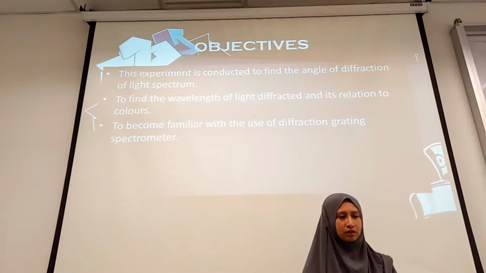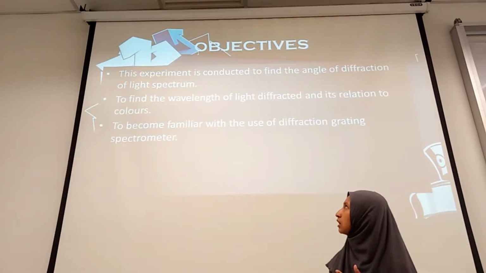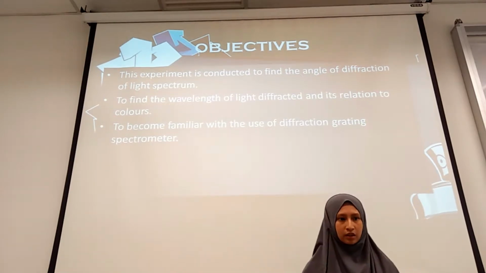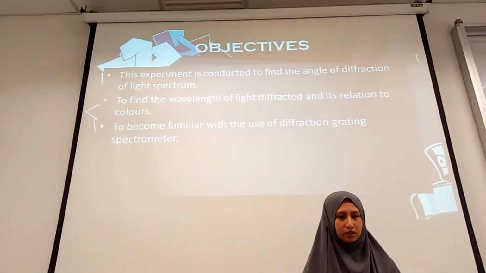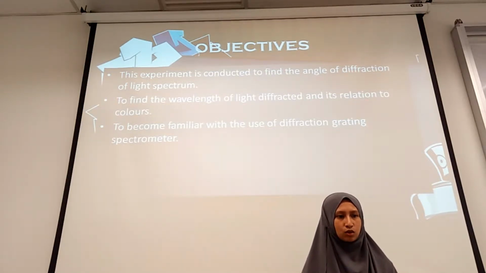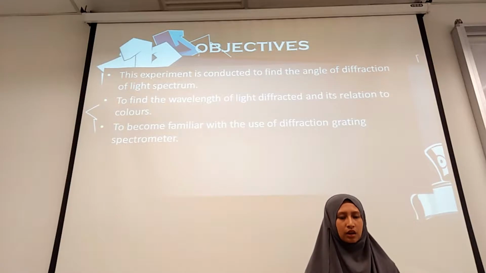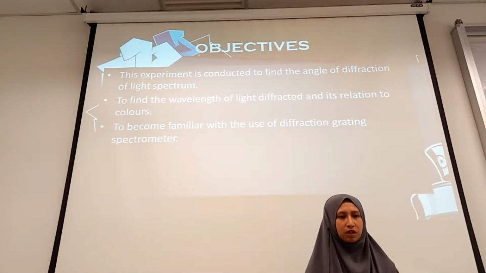The objective of this experiment is to find the angle of diffraction grating of the light spectrum, then to find the light diffracted and its relation to the colors. And the last one is to become familiar with the use of the diffraction grating spectrometer.